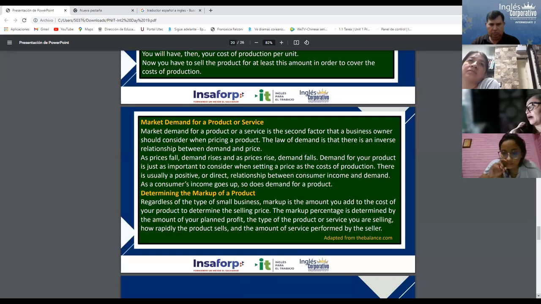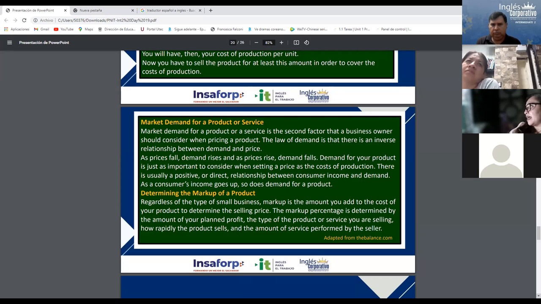The markup of a product. Regardless of the type of a small business, markup is the amount you add to the cost of your product to determine the selling price. The markup percentage is determined by the amount of your planned profit, the type of the product or service you are selling, how rapidly the product sells, and the amount of service performed by the seller.